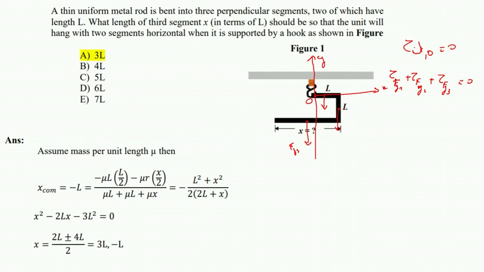Okay, so torque of FG1. Well, I will use torque is equal to R perpendicular F. So R perpendicular, this is the moment arm. So R perpendicular is this. So it's L over 2. So with respect to this, it's minus. Okay, so it will be minus L over 2 M1G.